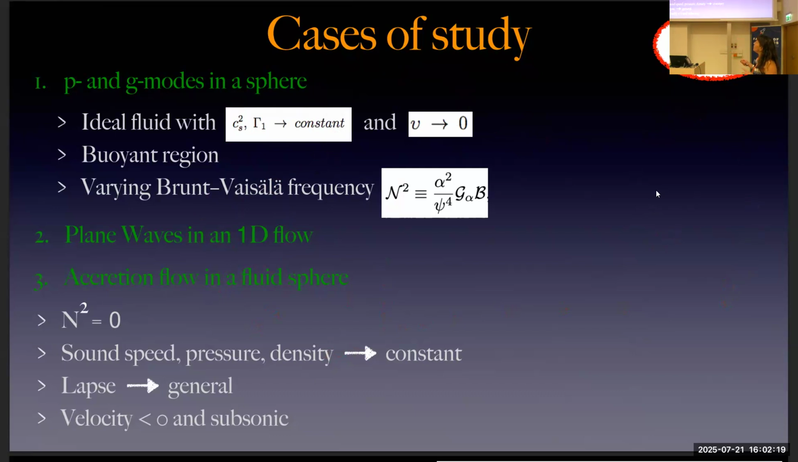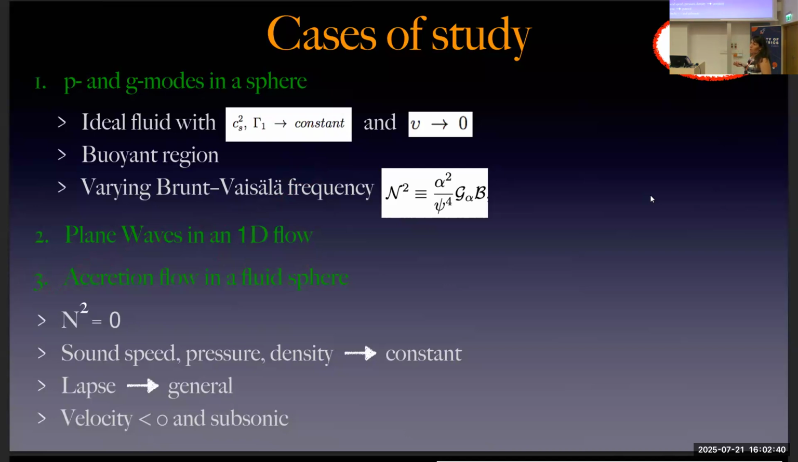So what we do basically is an ansatz of the buoyant region. By varying the Brunt-Väisälä frequency, we can have a region where there is no buoyancy and a region where there is. Now, once we check this, we want to move on to include also the velocity, which is the main thing we want to have.